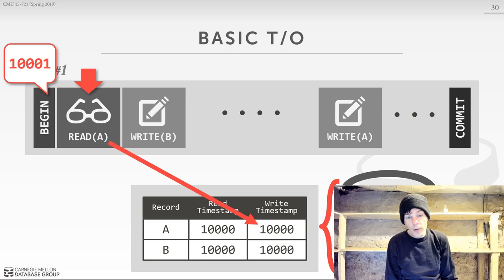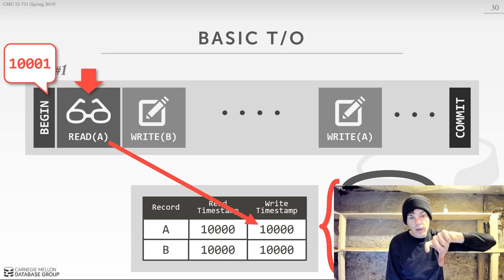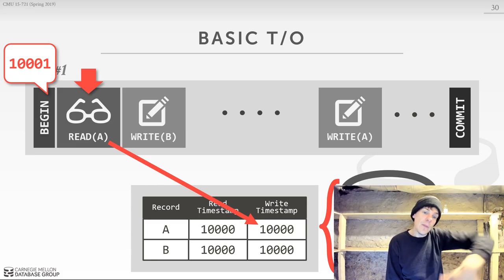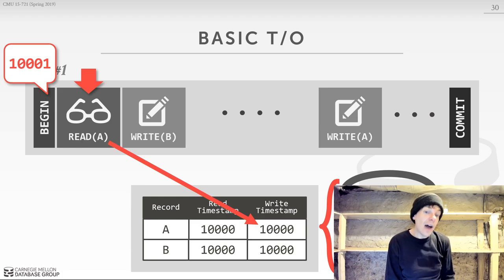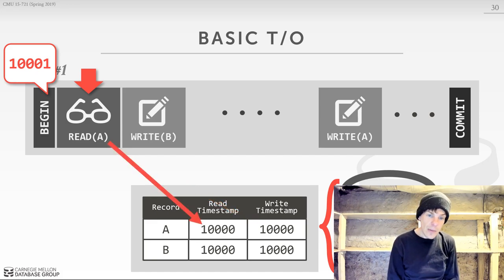So we go check in the database, this is the object we want to read, A. Its write timestamp is 10,000. Our timestamp is 10,001, so we know whatever transaction wrote to this object was in the past, and therefore we should be allowed to see its changes, because that's how things would happen if we were doing serial order execution. So we're able to do our read, and then we update our read timestamp with our timestamp 10,001.